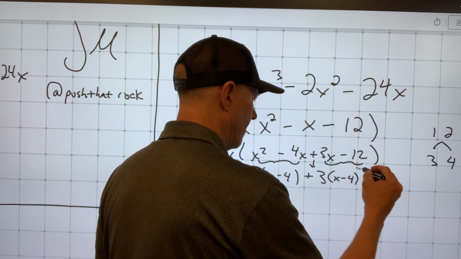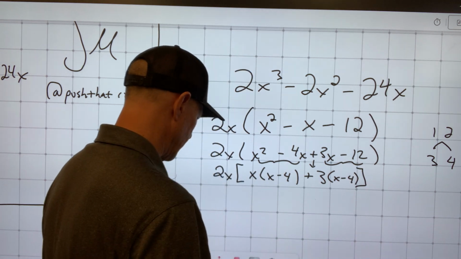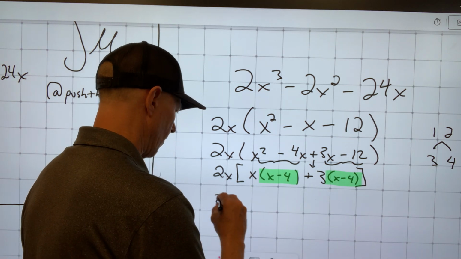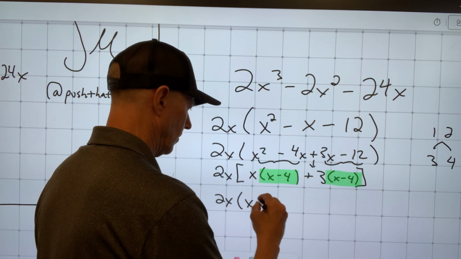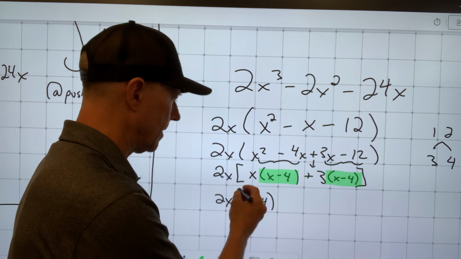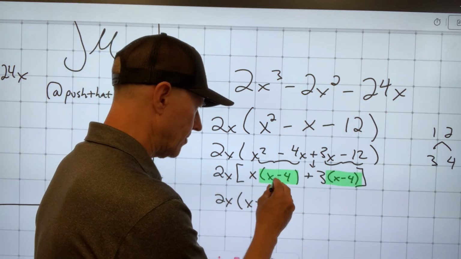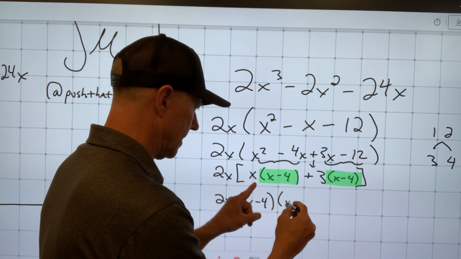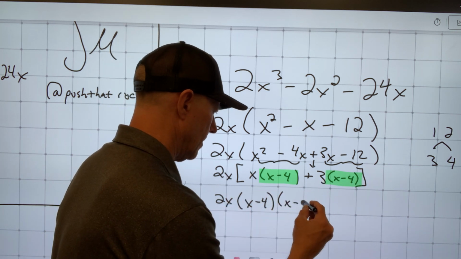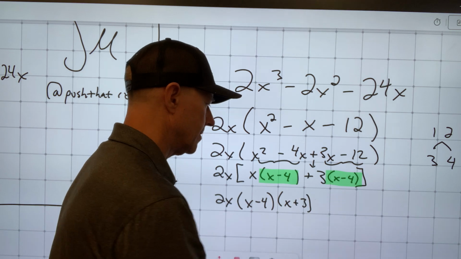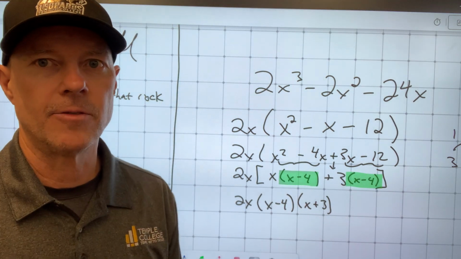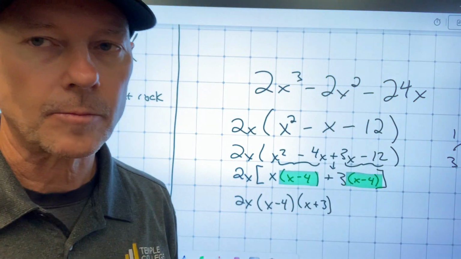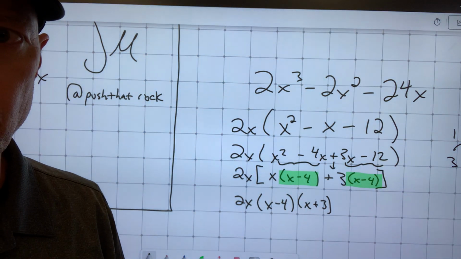Oh, look, we have this common factor here. This is in common with that, so I can factor that out. I'm factoring out this x minus 4. X minus 4 goes into this x times, and x minus 4 goes into that 3 times, and there is the factorization of the cubic expression that we started with. So let's do one more example.